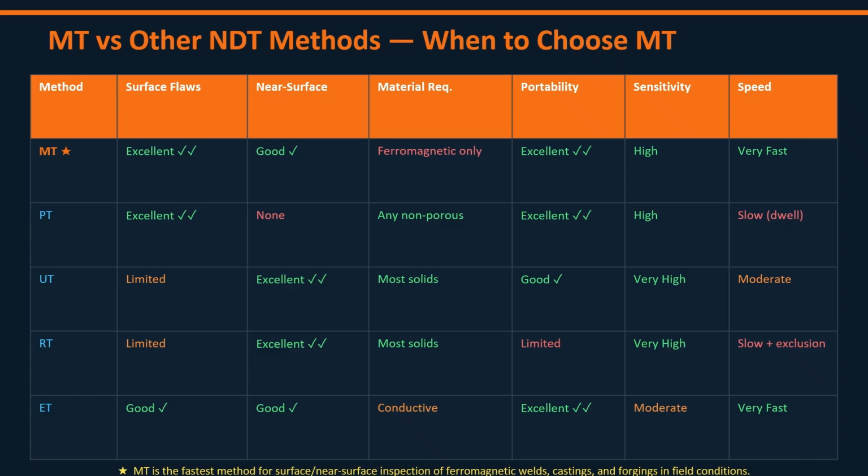If the engineering concern is a deep internal flaw, MT alone is not sufficient. Professional NDT planning often uses complementary methods. One method may locate a surface crack, another may characterize depth, and engineering acceptance may require both results. Method selection is therefore a technical decision, not a preference for the inspector's favorite equipment.